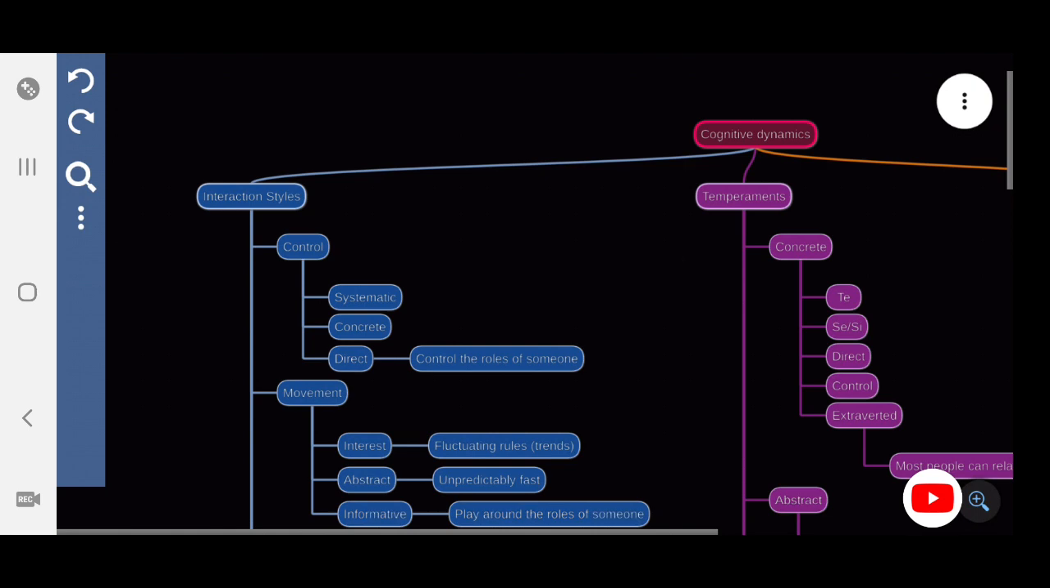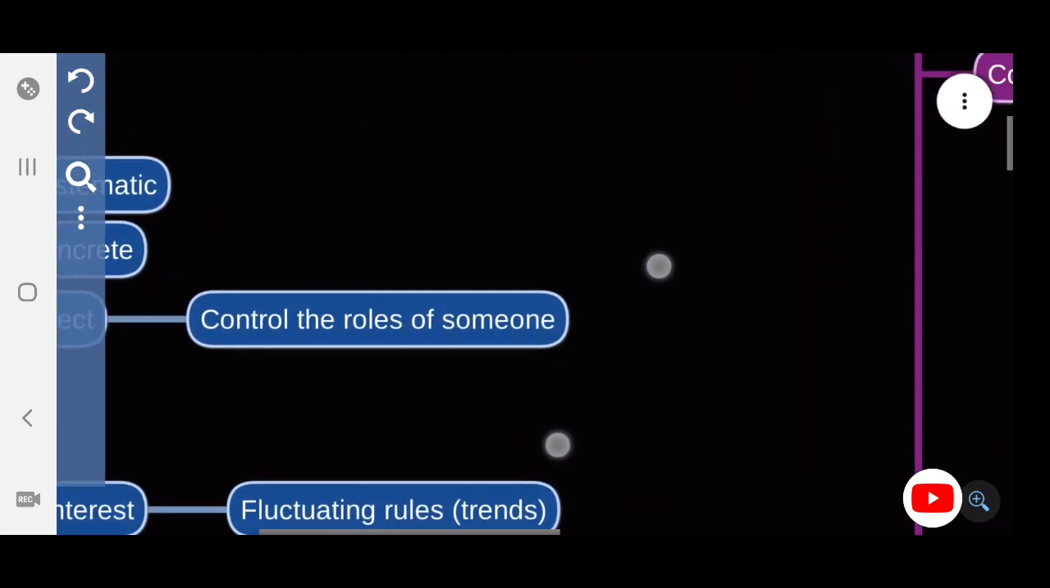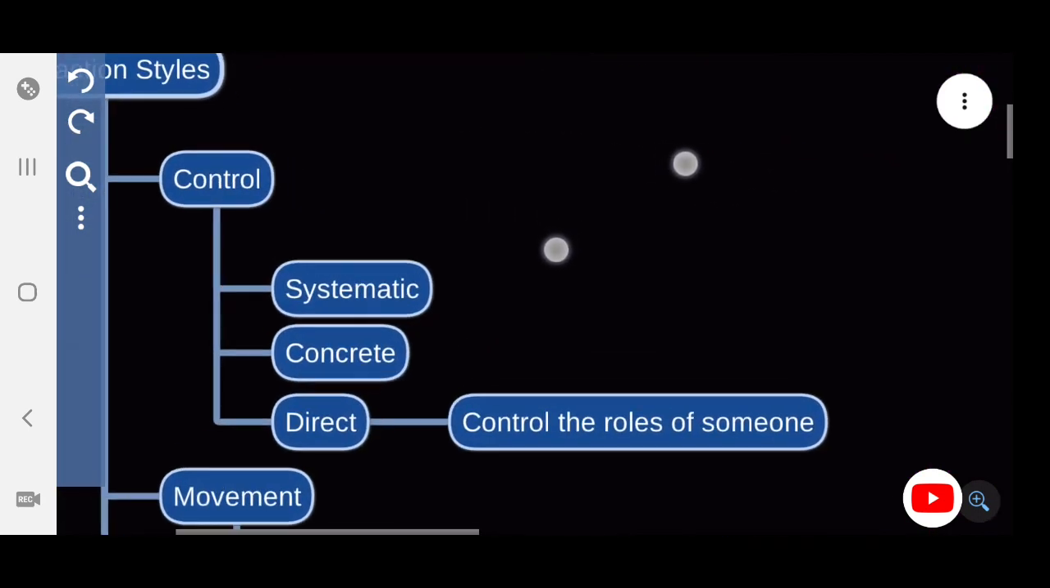I will give the link to the full map in the description. But so far, let me show you an example of how we're going to use it.